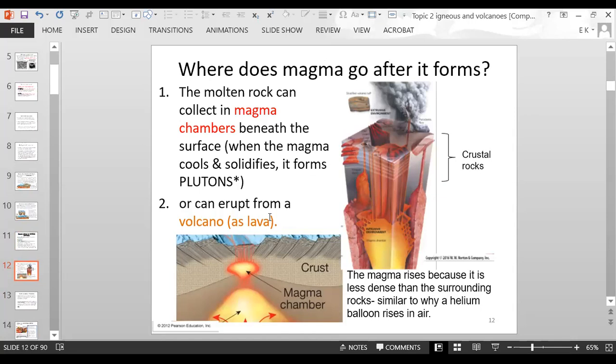So where does the magma go after it forms? Again, I just mentioned the word magma chamber. So the molten rock can collect in the magma chamber, right? This is the magma that rose up into this area closer to the Earth's surface. So that's your magma chamber. Or it can actually erupt out of a volcano. And at that point, it would be called lava.